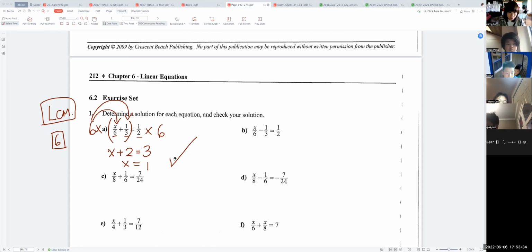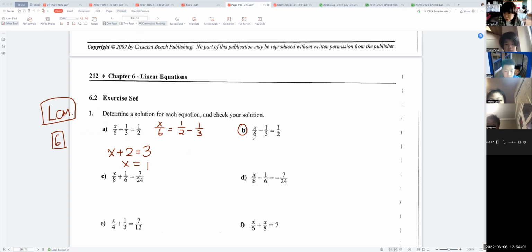Think about it, if not using my way, okay? Using the regular way, let's take a look at this one. How hard could it be? First of all, x over 6 needs to equal 1/2 minus 1/3. A lot of calculations, right? Fraction calculations, we hate it. Okay, so number B, it's everything the same. It's just plus 1 over 3 became minus 1 over 3, okay?